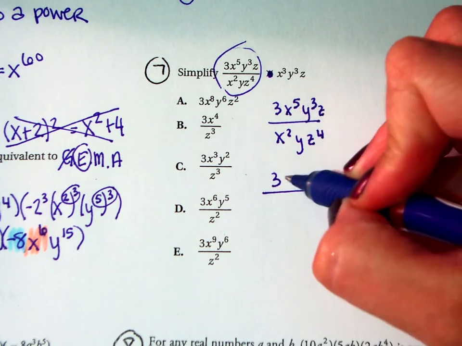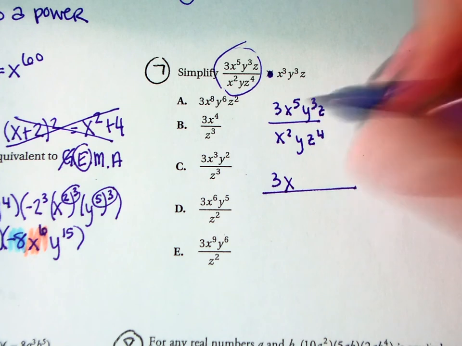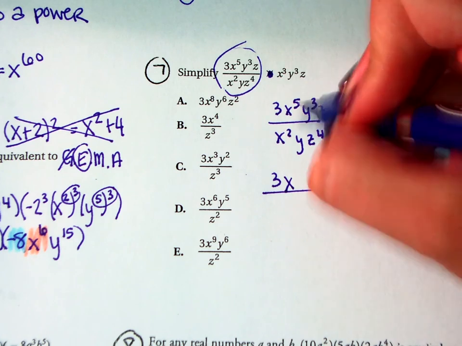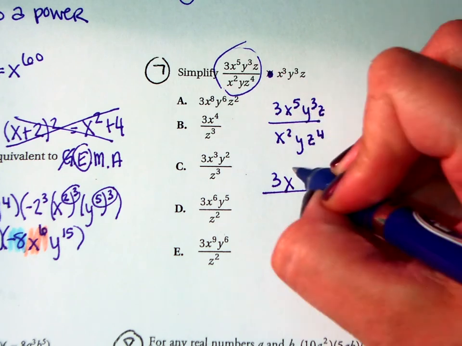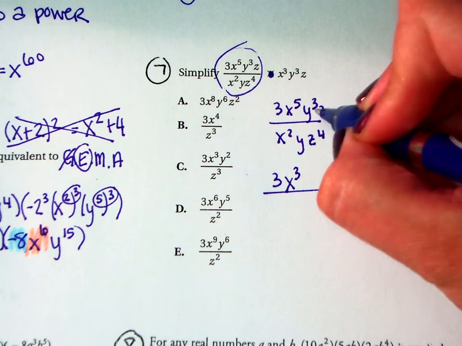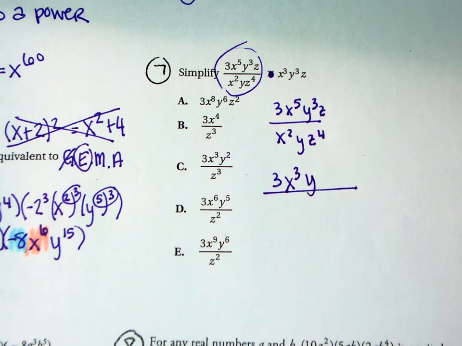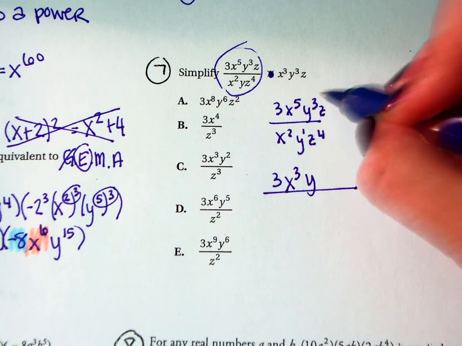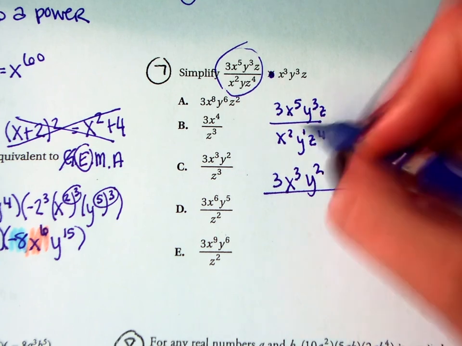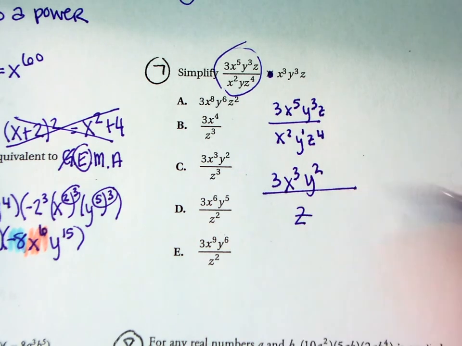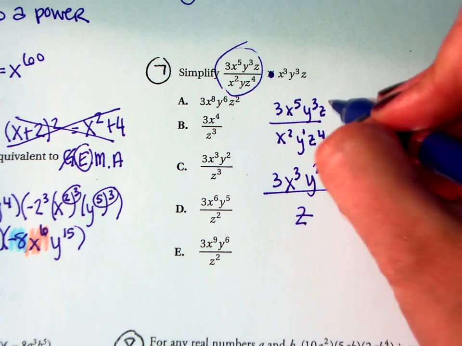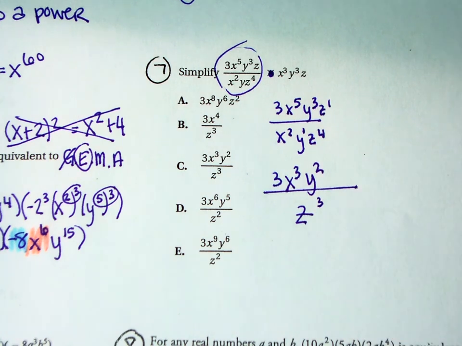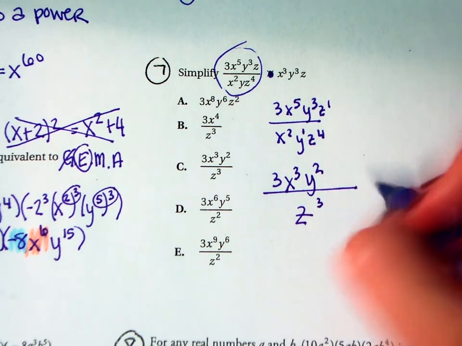My 5 is larger on top, so 5 is going to stay on top. So x to the 5, x to the 2, 5 minus 2 is 3. Y is larger in the numerator, so it will stay up here. I have 3, and this is a 1, remember, so 3 minus 1 is 2. And then the z value is larger in the bottom, so 4 minus 1 is 3. So I've gone ahead and simplified that fraction, which is great.